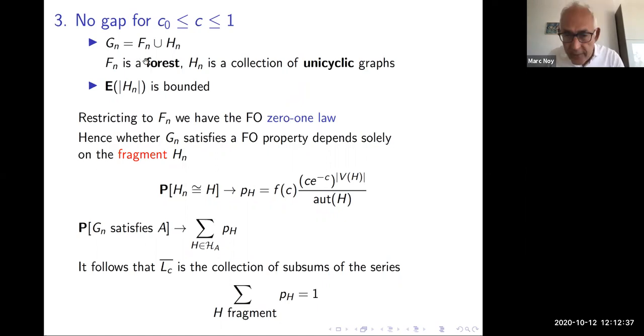Restricting to this forest, we have a 0-1 law. So this forest, with respect to first order property, they always satisfy the same properties. So whether this random graph satisfies a property depends only on Hn that we call the fragment. Well, this notion of fragment was introduced by Colin McDiarmid in a different context, and we find it convenient to use also the fragment.